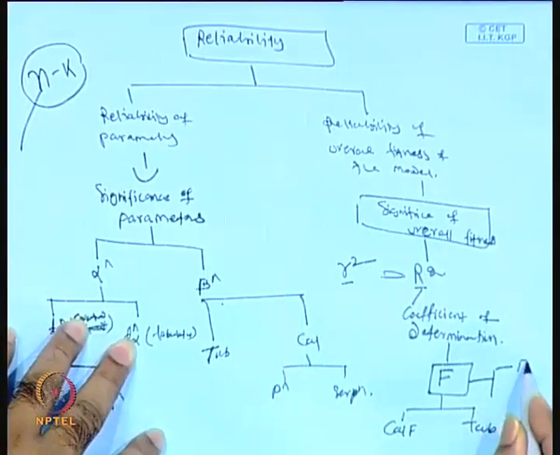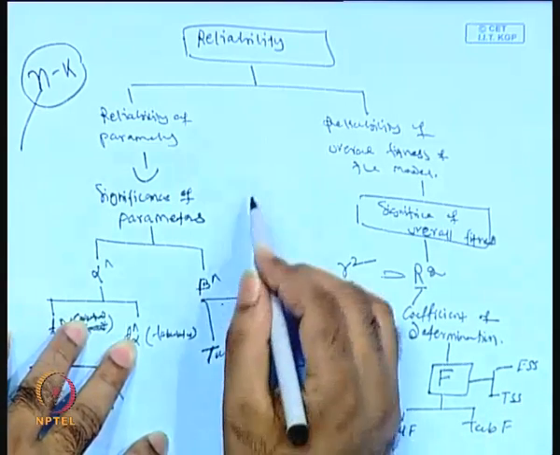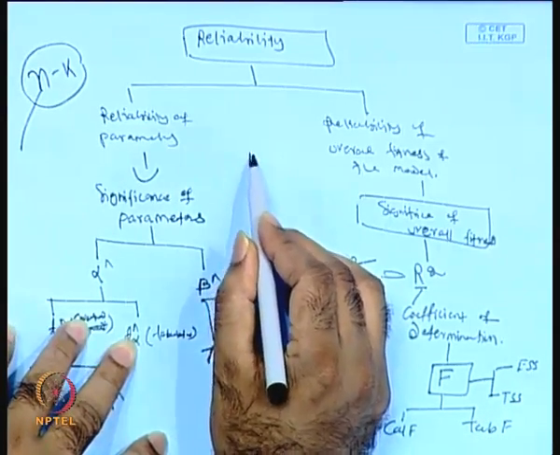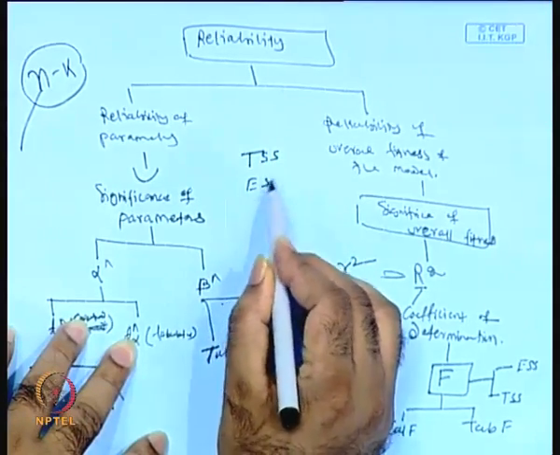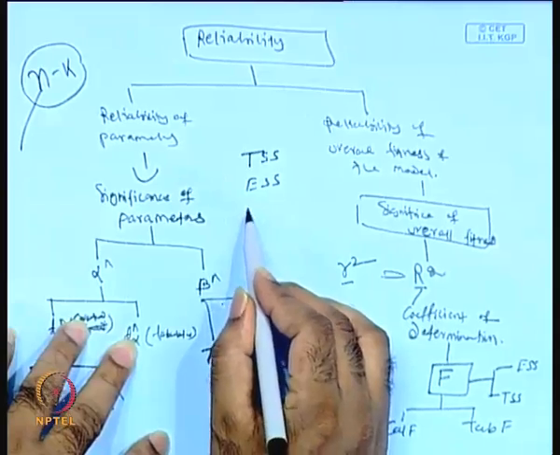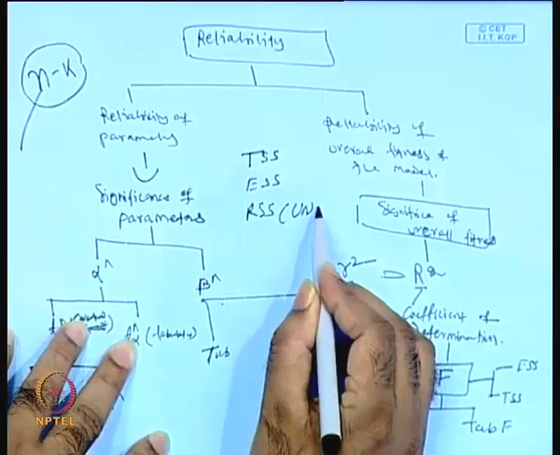This is true for the t statistic, but for the F statistic we have two different components. One is called the explained sum of squares, and another is called the total sum of squares. So there are three standard items: one is called TSS, then ESS, then RSS, sometimes called the unexplained sum of squares.